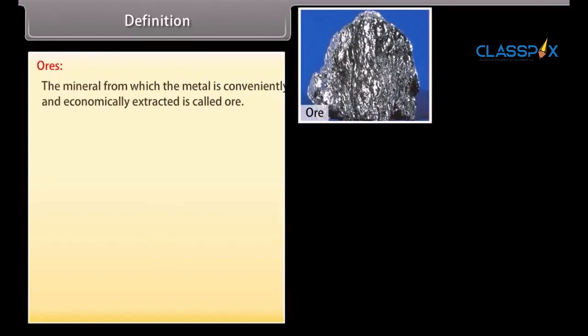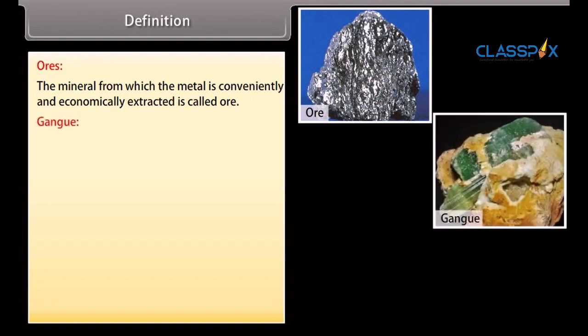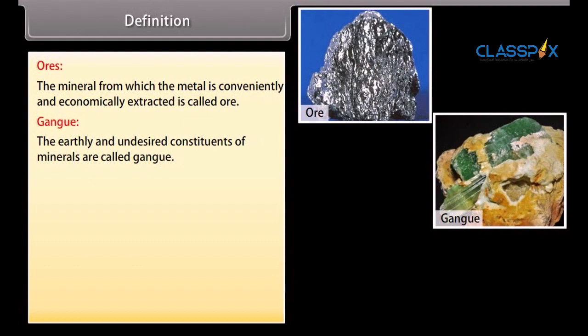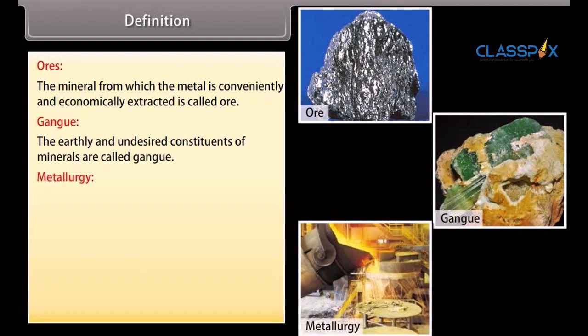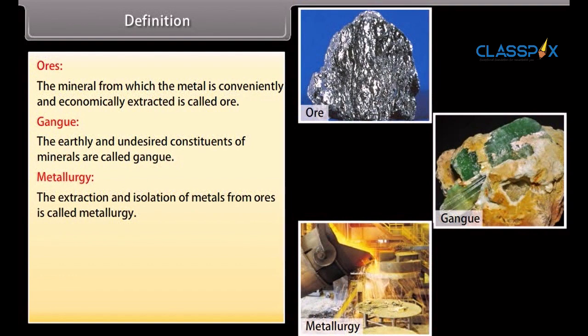Definition. Ores. The mineral from which the metal is conveniently and economically extracted is called ore. Gangue. The earthly and undesired constituents of minerals are called gangue. Metallurgy. The extraction and isolation of metals from ores is called metallurgy.